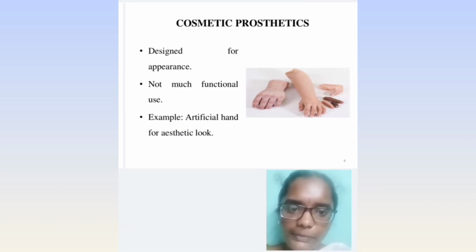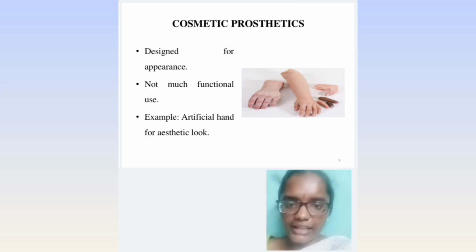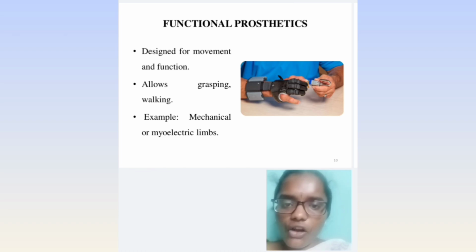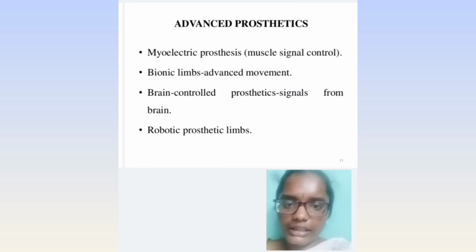cosmetic prosthesis. The third one is designed for appearance, not much functional use. For example, an artificial limb for aesthetic look. And then functional prosthetics. They are designed for movement and function, allowing grasping and walking. For example, a mechanical or myoelectric limb. And then advanced prosthetics. Advanced prosthetics are myoelectric prostheses, controlled by muscle signals. Bionic limbs allow advanced movement. Brain control prosthesis uses signals from the brain.